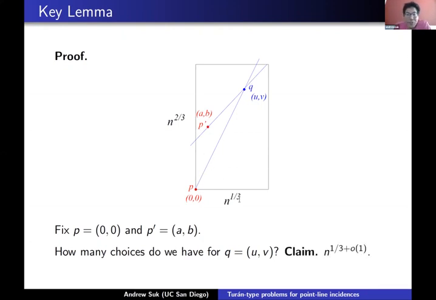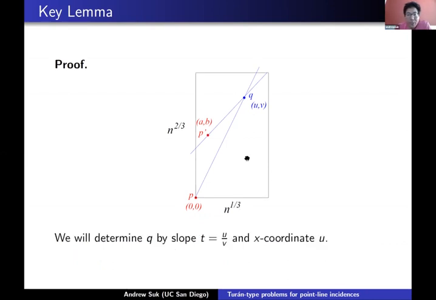And the claim is that there should be very few choices for Q. And to see this, we'll determine Q, instead of by the x coordinate and y coordinate, by fixing a slope and then picking an x coordinate. Because if I fix a slope and an x coordinate, that will determine a unique point in the plane going in this direction.